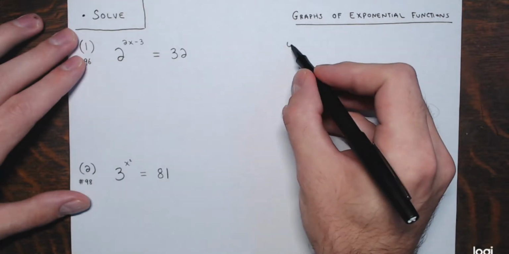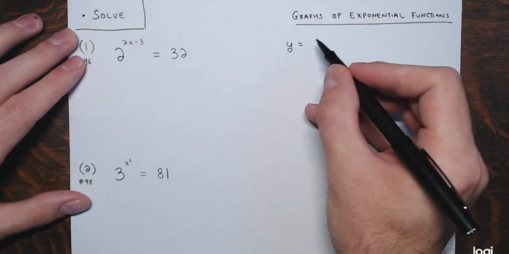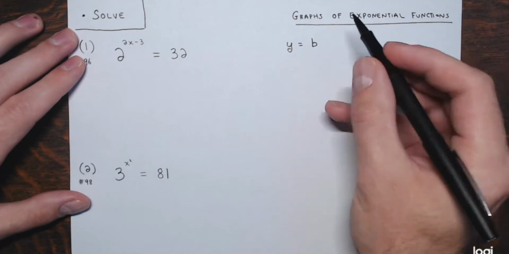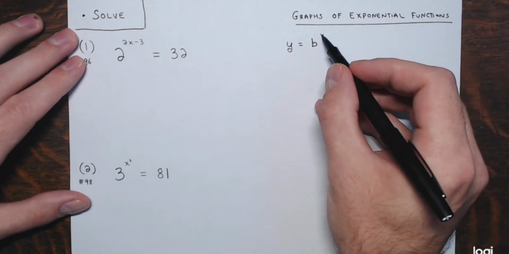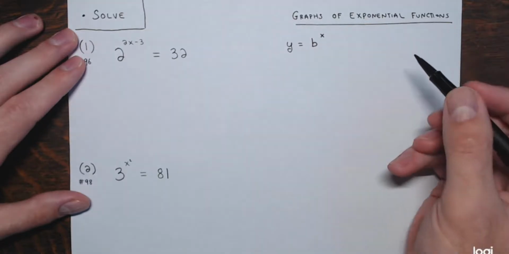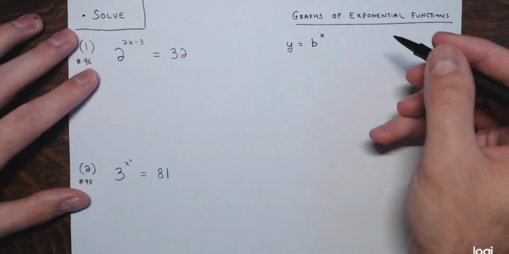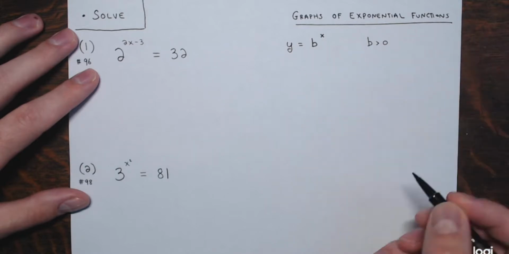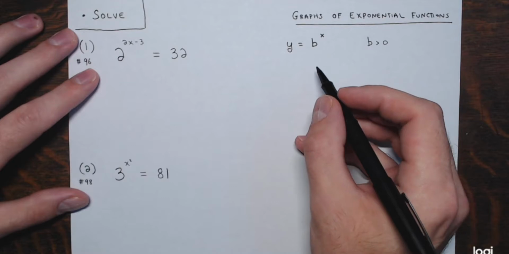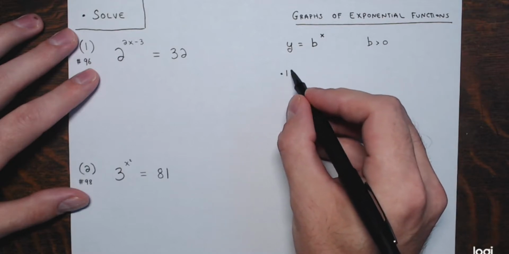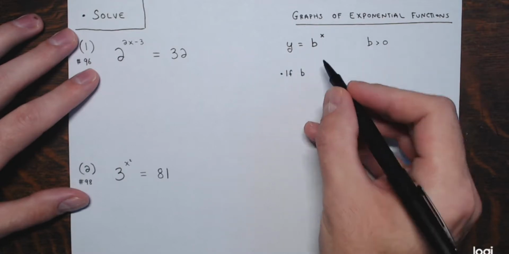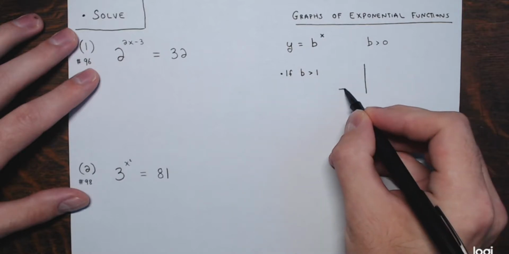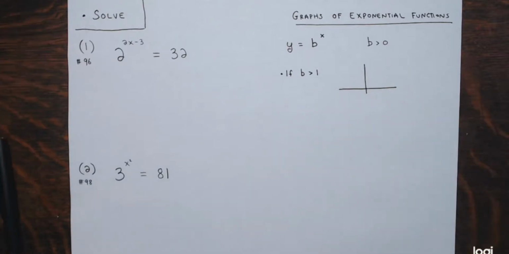So if you have y equals, or f of x equals, some positive number b to the x power, remember how these looked. Again, b is some positive number here. Remember, if the base was bigger than 1, then the graph looked like this. Just doing a rough sketch here.